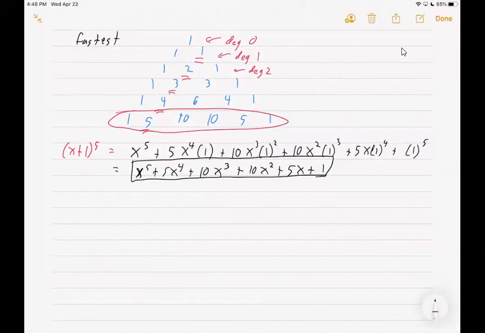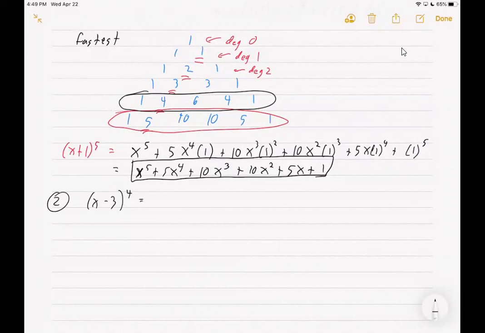Let's do another example of this. Let's say we wanted to, that was example 1. Example 2, we want to expand x minus 3. And we're going to expand that to the 4th power, right? Well, we have a Pascal's triangle right here. We could just pull off the 4th degree row there. So it's the 1, 4, 6, 4, 1 row.